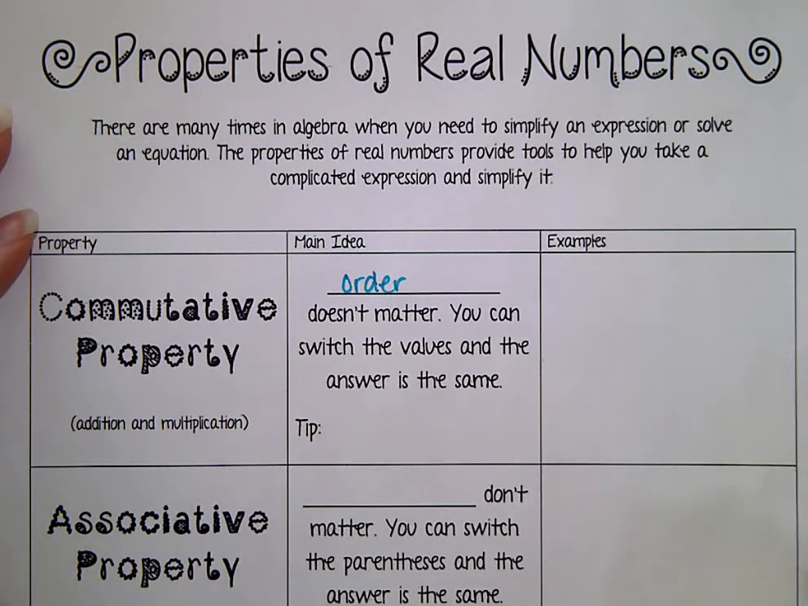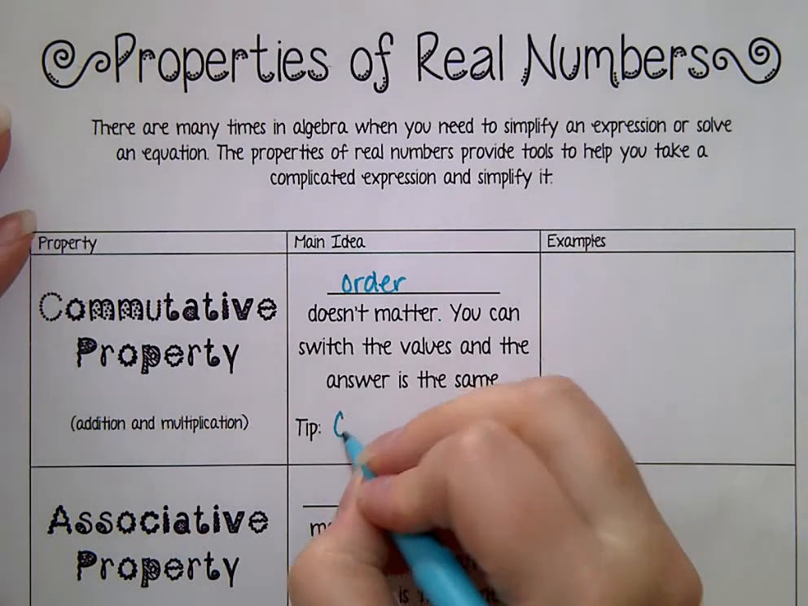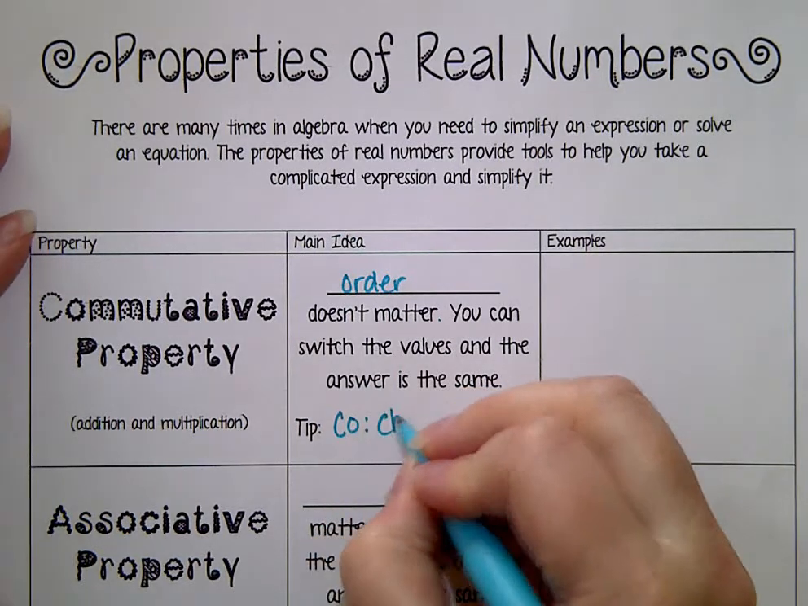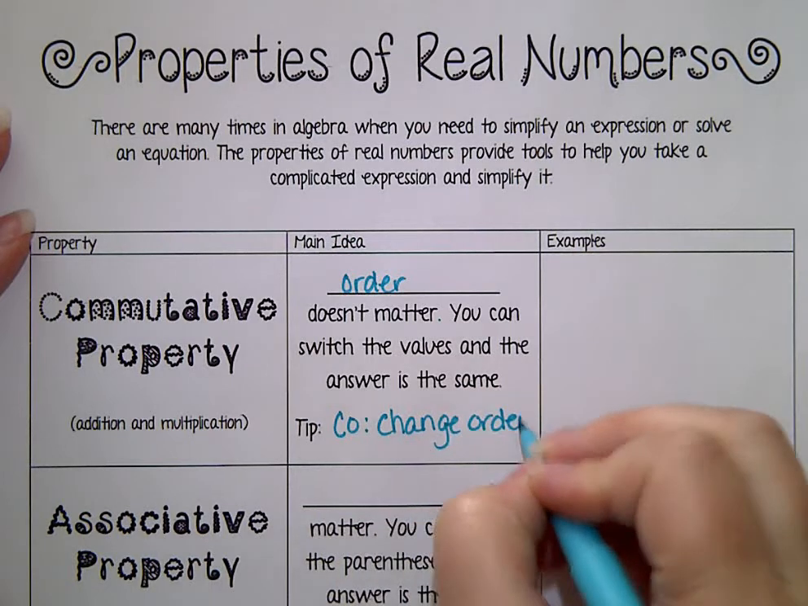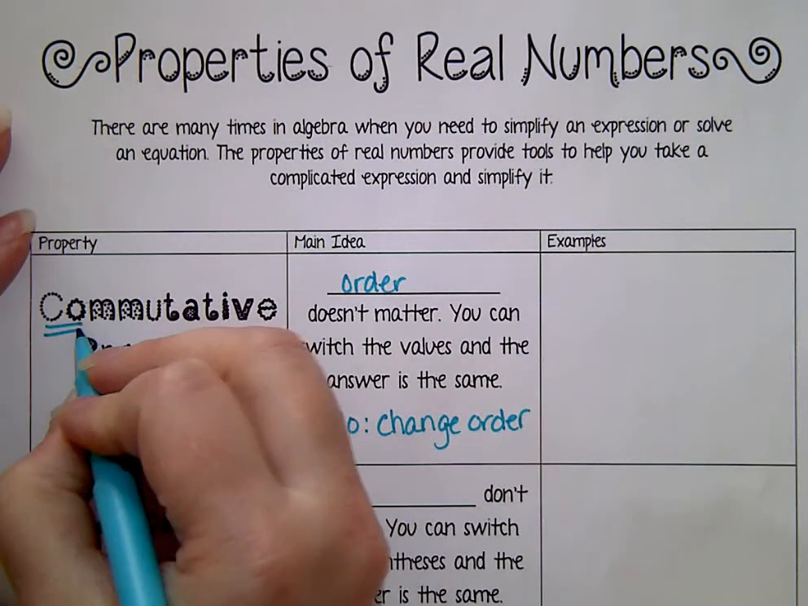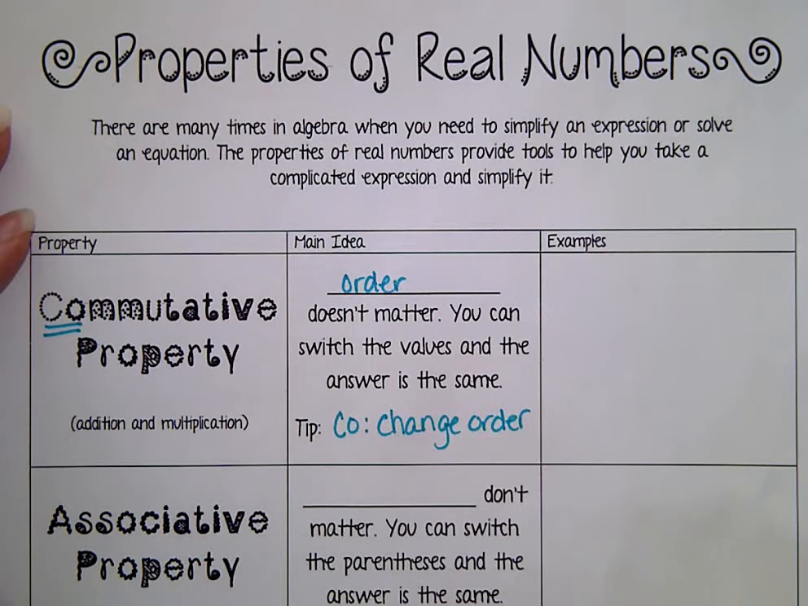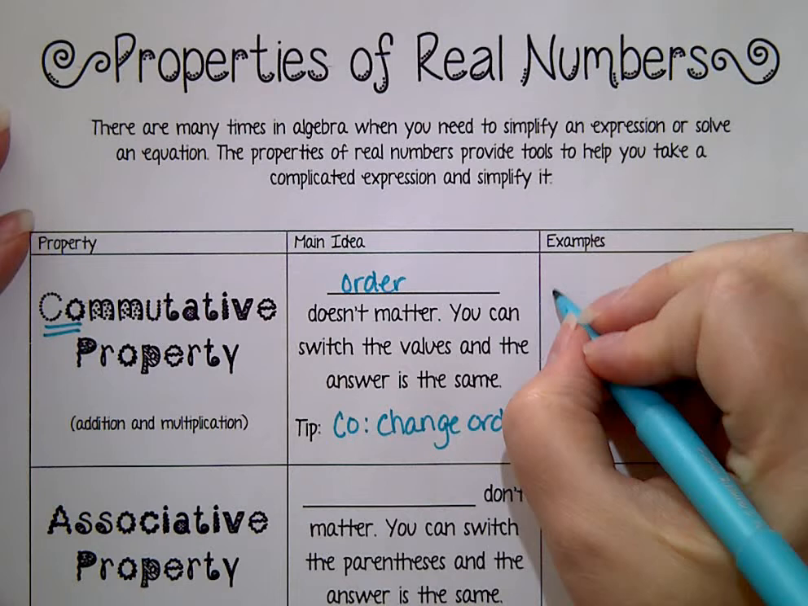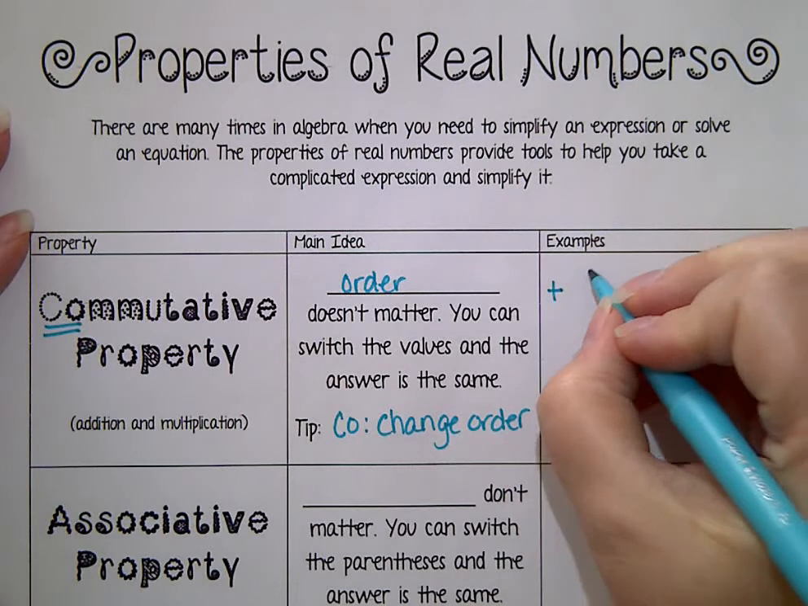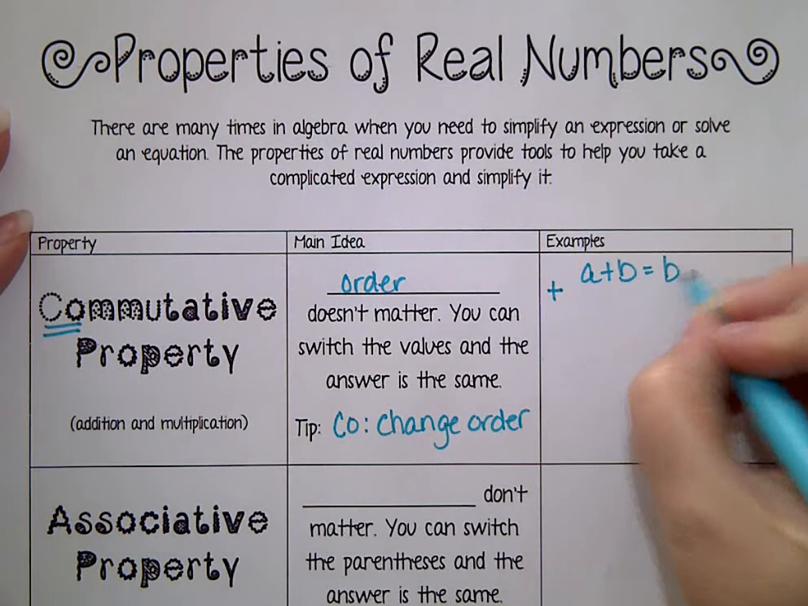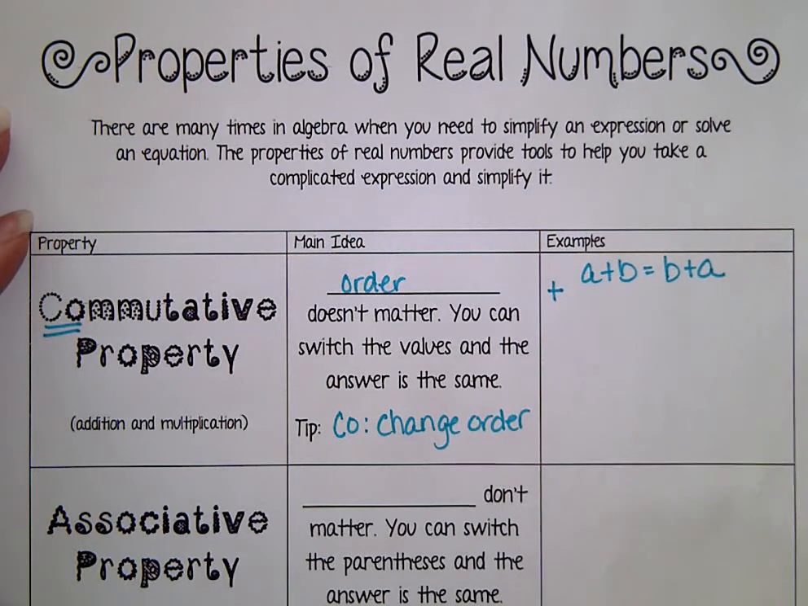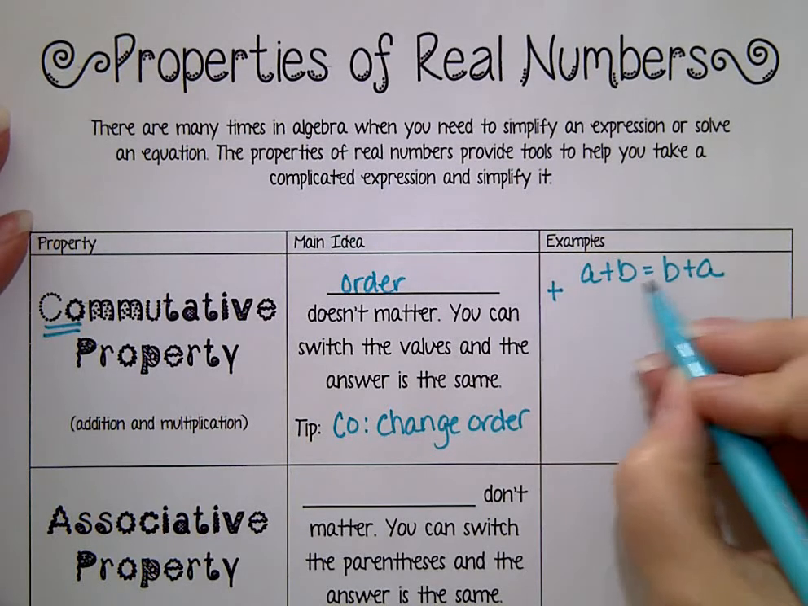Your tip is CO can stand for change order, and also for commutative property. This property works for both addition and multiplication. For addition, when I add two numbers and then reverse them and add them, my answer will be the same. A plus B equals B plus A.